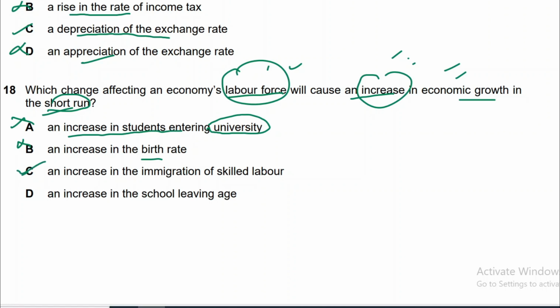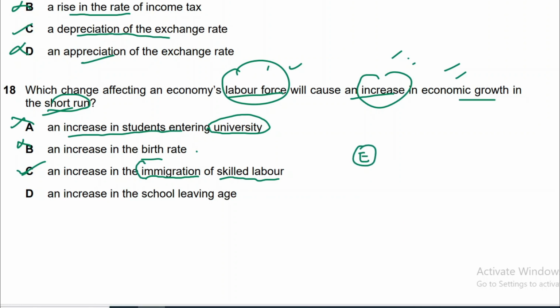So this is the correct answer for this question. Immigration means people coming into the country, and these people are skilled labor force as well. So if more people are coming in, like immigration with I is basically people coming in, and emigration with E means people exiting the country or leaving the country.